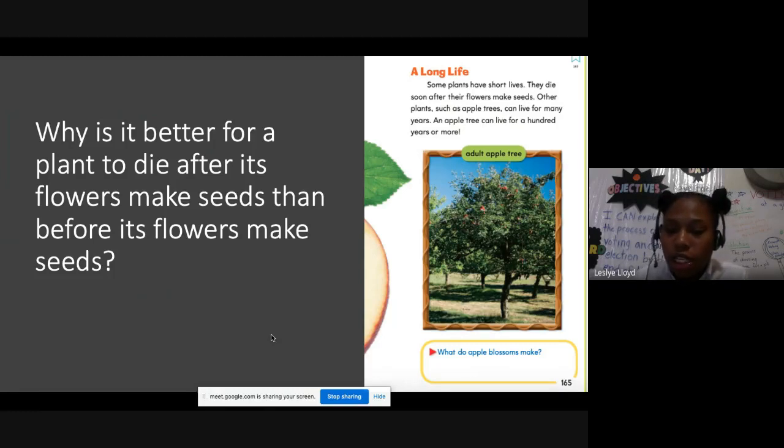And the question in the yellow box is what do apple blossoms make? And then Ms. Lloyd's question to ponder on or think about: why is it better for a plant to die after its flowers make seeds rather than before its flower makes seeds? Ms. Lloyd's going to read that question again. Why is it better for a plant to die after its flowers make seeds rather than before its flower makes seeds?